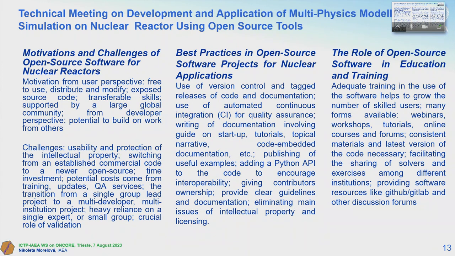We have touched upon the motivations and challenges of open source software, from the user perspective and the developer perspective, with various challenges such as switching from an established commercial code to a new open source one, what the time investment is, how to do quality assurance if you have a single group developer, and how to handle reliance on a single group or a single expert. On best practices, the advice of the experts was to use version control, use automated continuous integration for quality assurance, and really make sure the documentation is up to date, and that there are tutorials and startups to encourage the audience to use these codes.